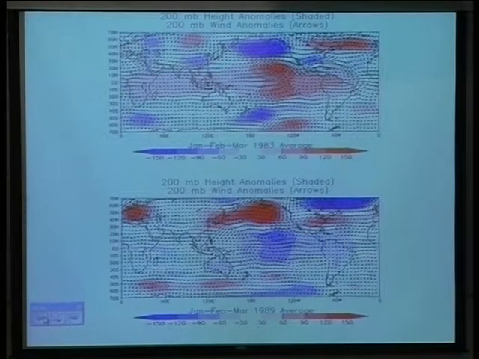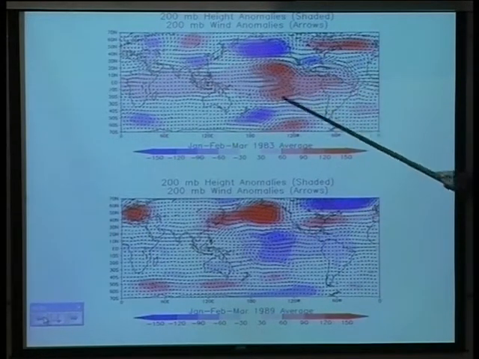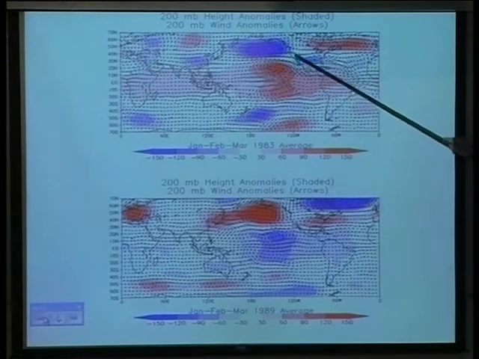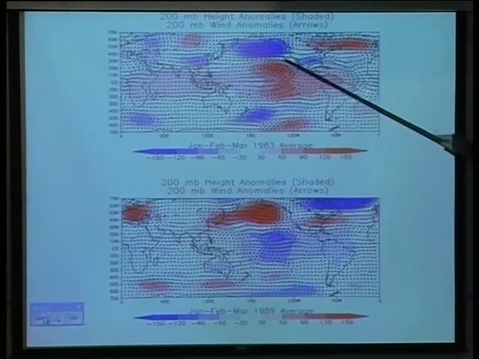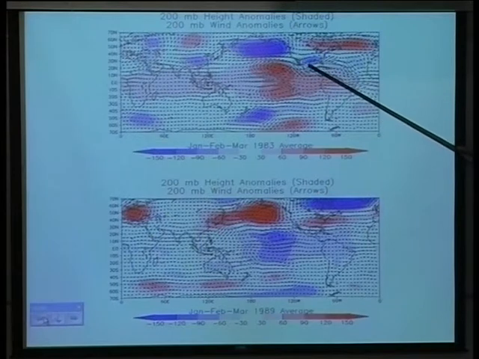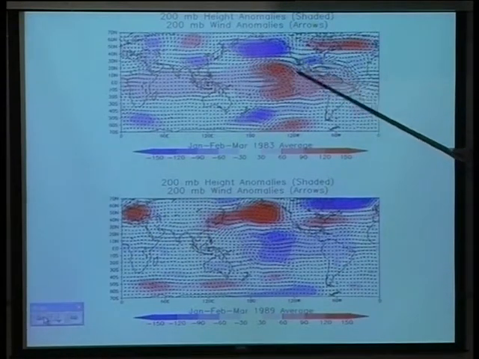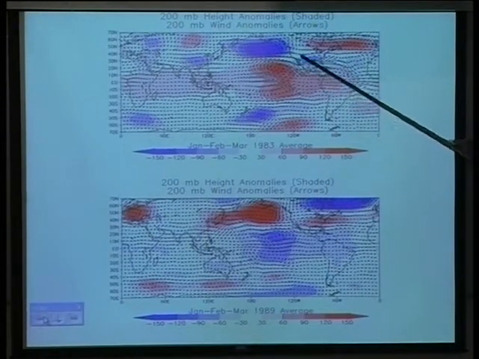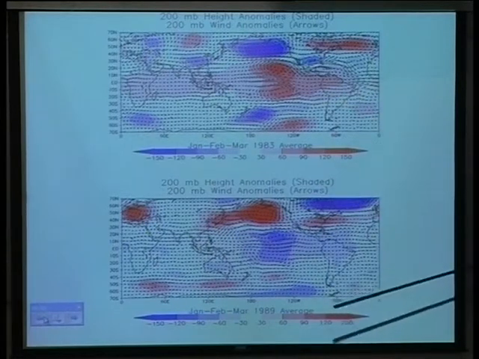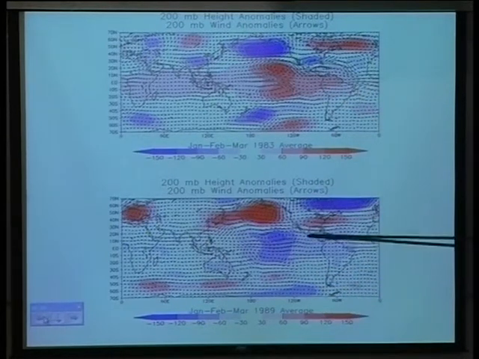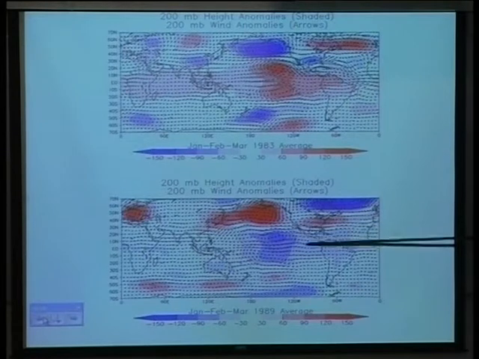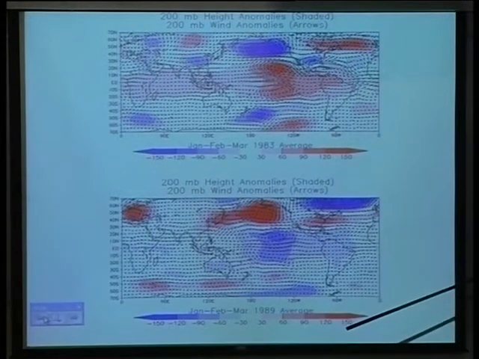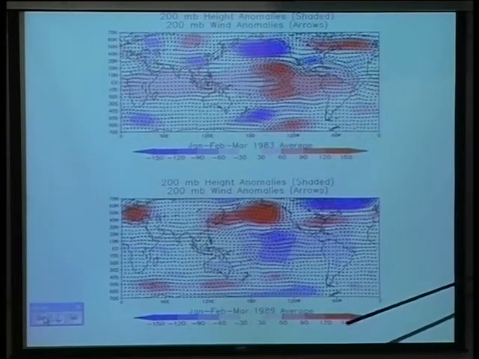Here's just what the wind response looks like. So you see these circulation anomalies in the wind. For instance, during El Nino, you see this strong onshore flow near California. This is why we get excess rain during El Nino, and away from California, this is why we get not very much rain or dry conditions during La Nina.